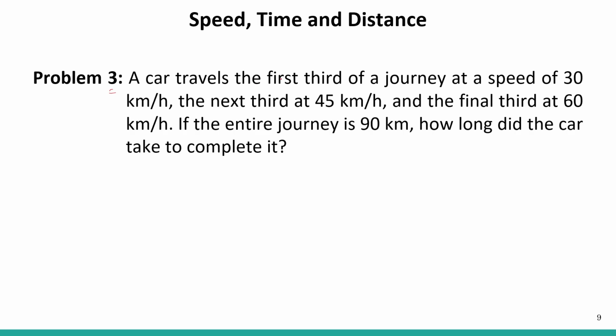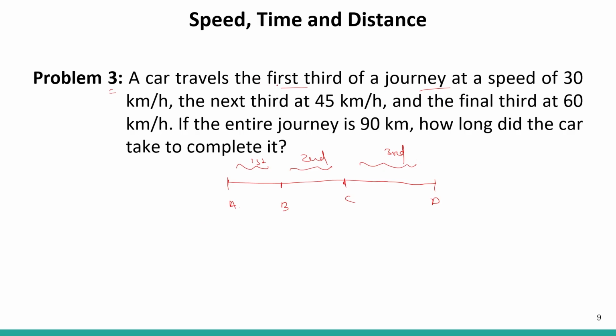A car travels the first third of the journey at a speed of 30 km per hour. Here is the journey track. It is point A, point B and point C. From A to C, the track has been divided into 3 parts. Let this part be B, this part be C, and this part we let D. This is the first part, this is the second part, and this is the third part. Let these be equal parts.